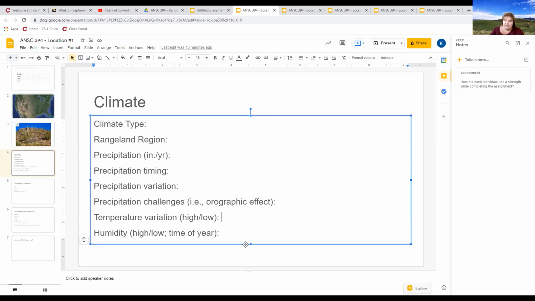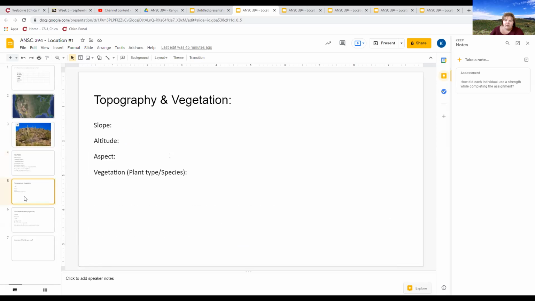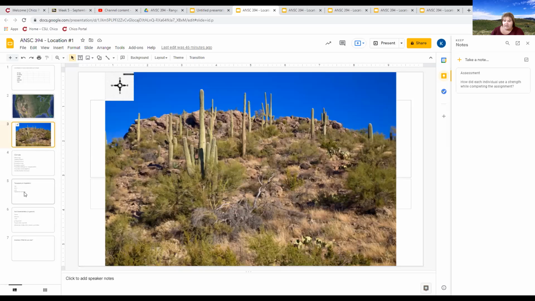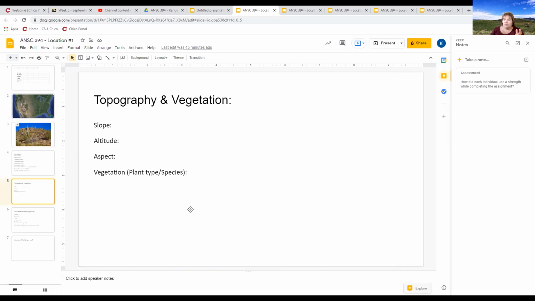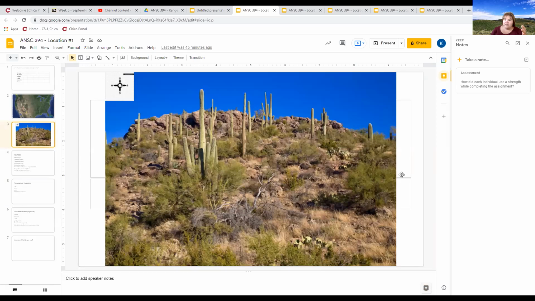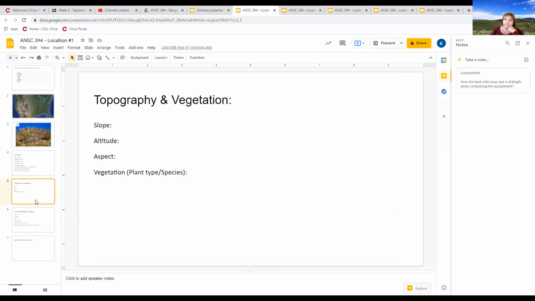You're going to talk through temperature and variation there, as well as humidity. And then based on the picture of rangeland, you are then going to talk through what topography looks like and vegetation. So in this picture, is there a slope? What aspect does this particular view have? What is the approximate altitude?